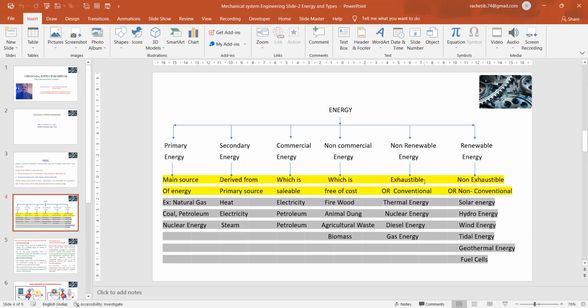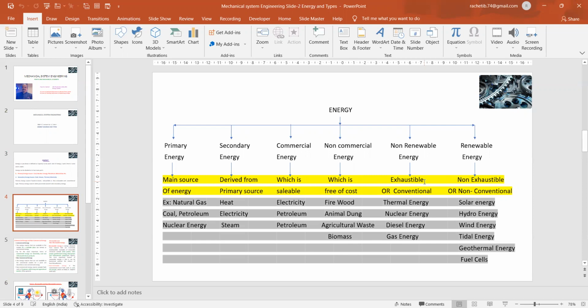Commercial energy is sellable: electricity is sellable, petroleum is sellable. Non-commercial energy is available in plenty in nature and is not sellable, free of cost: firewood, animal dung, agriculture waste, or biomass. So these are the non-commercial energy sources.